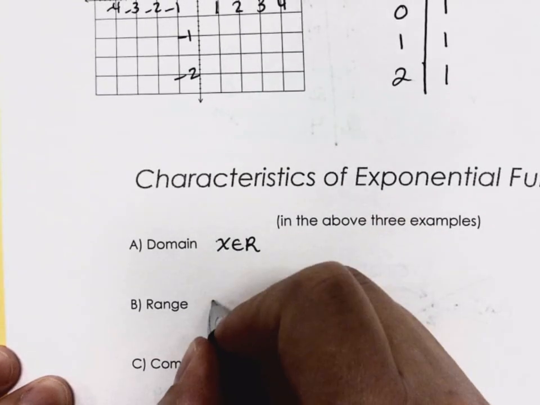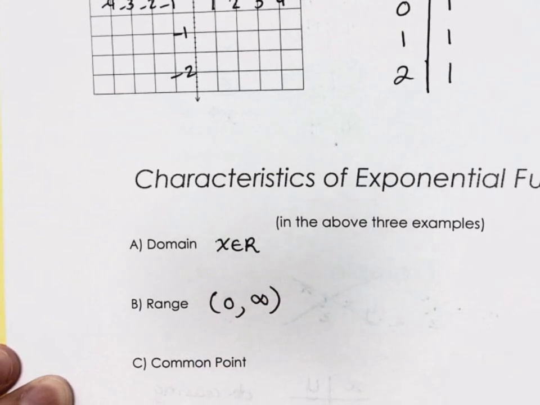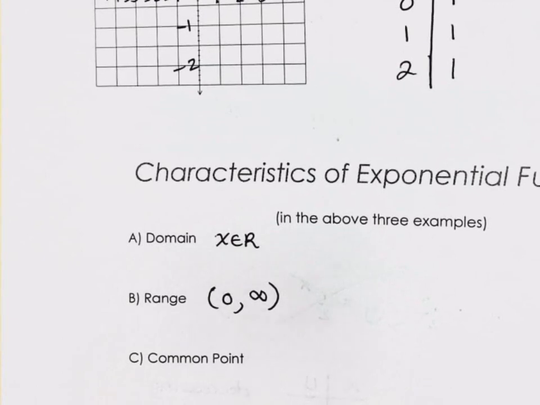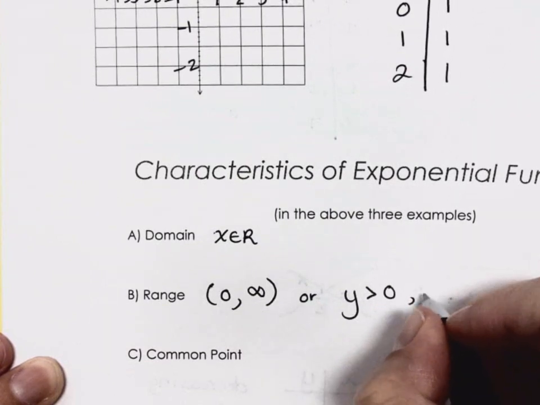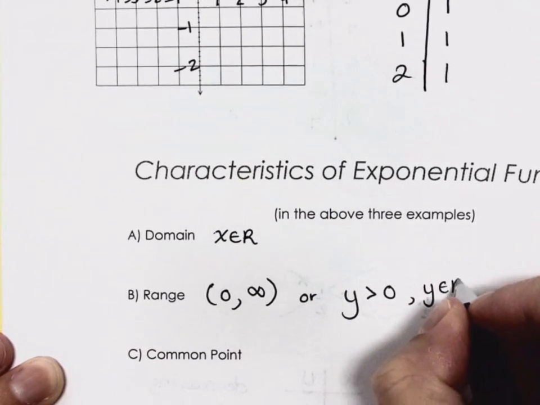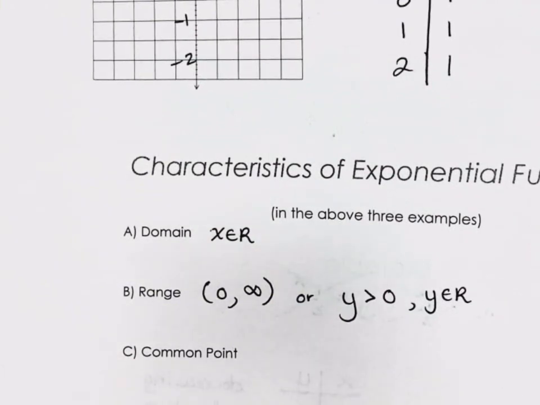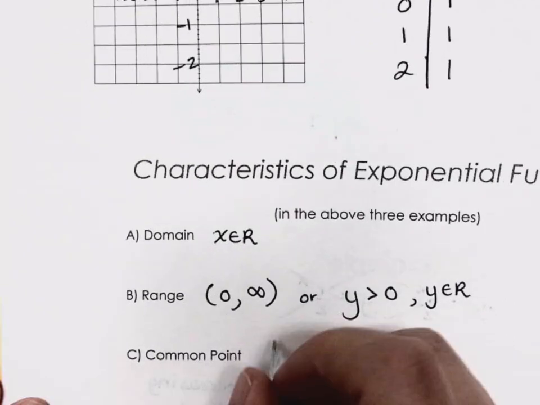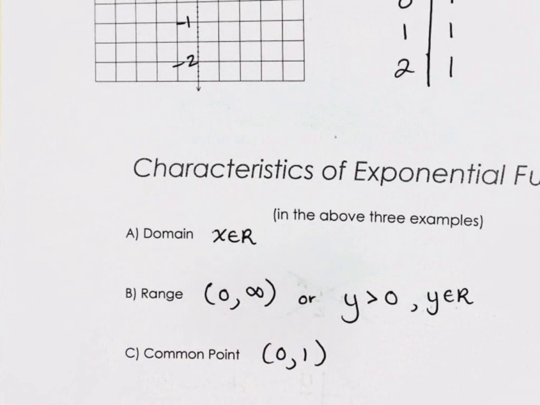So we're going to say 0 to positive infinity. Round brackets on both of them because we just talked about not going there. Or you could say y has to be greater than 0, where y values are an element of the real numbers. Common point, we talked about that one. What's common on every graph? Assuming that there's no transformations attached to it.